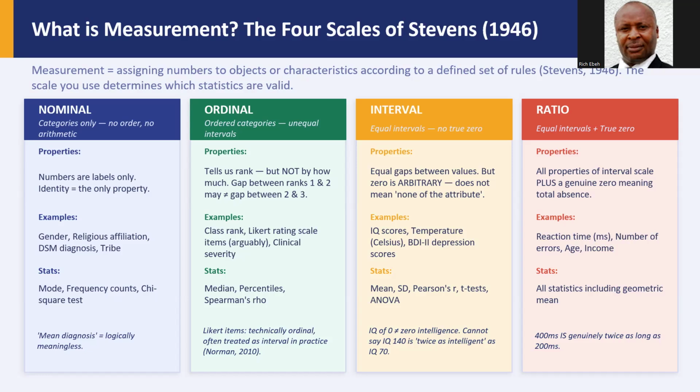In 1946, a psychologist named Stanley Stevens proposed that there are 4 different levels or scales of measurement, and each level has different properties and permits different types of statistical analysis. And in the course of his work, he named 4 scales of measurement: nominal, ordinal, interval, and ratio.